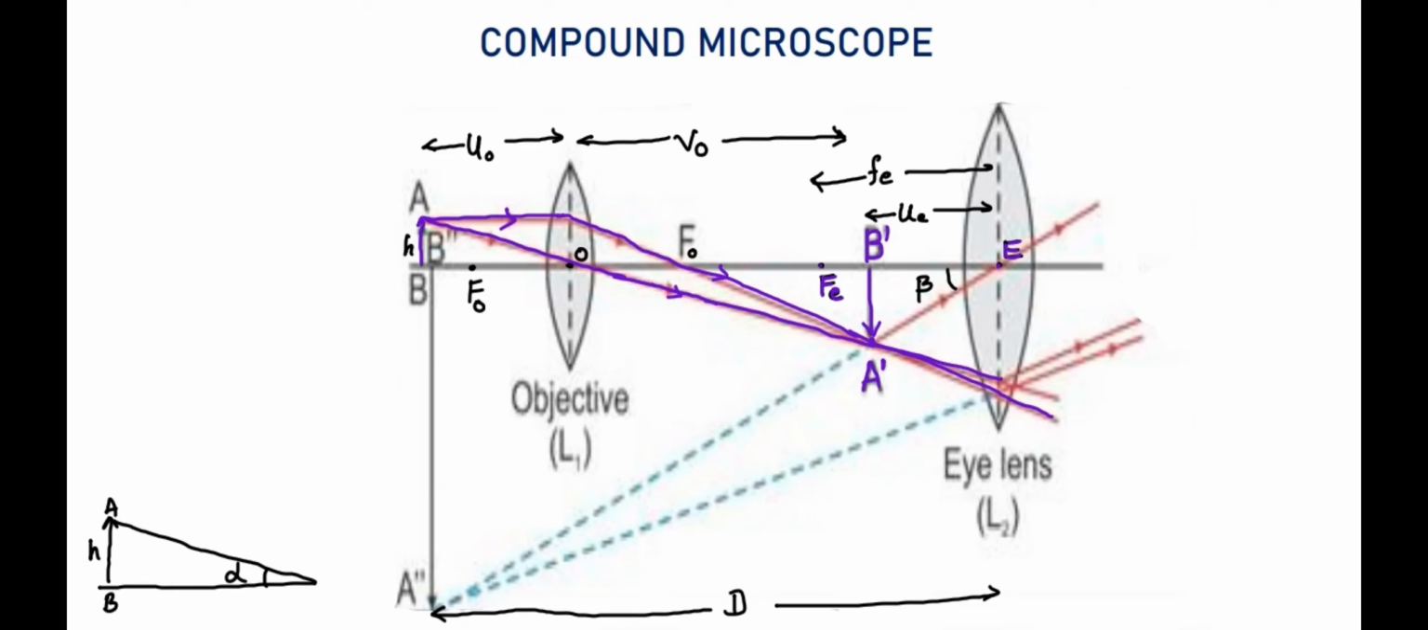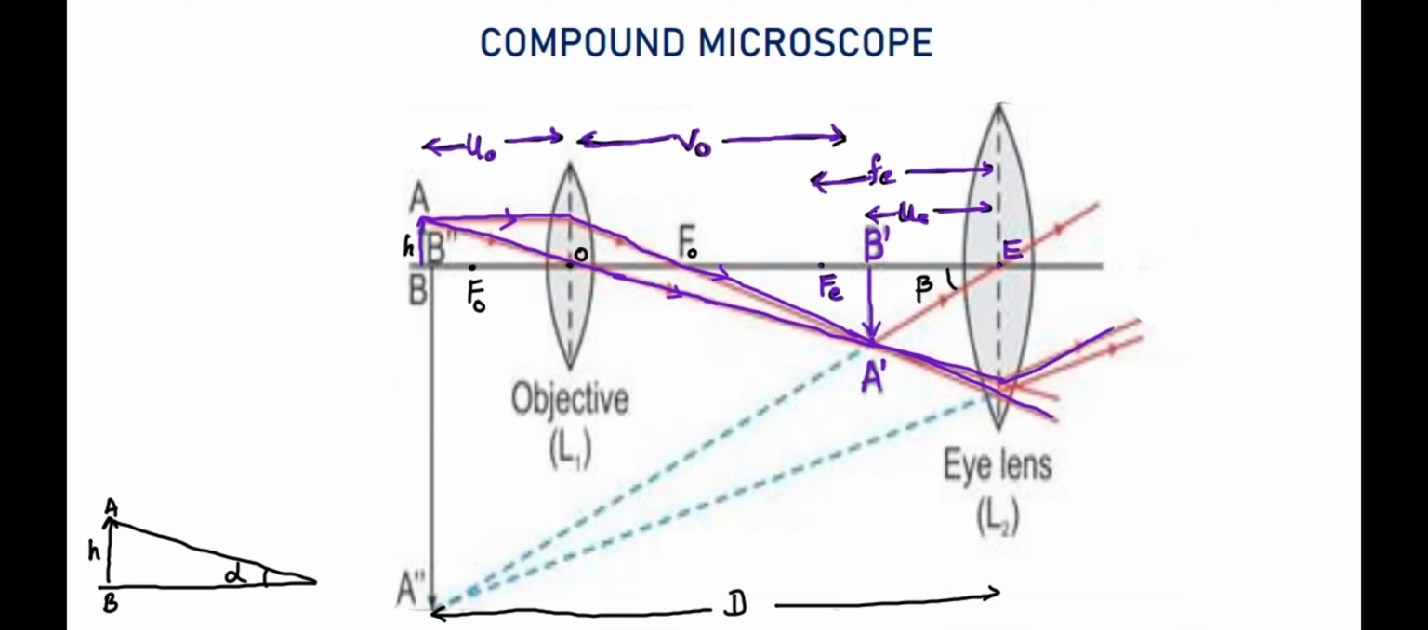Now, represent the distance of the object from the objective as U0, and the distance of the image formed by the objective as V0, and the focal length of the eyepiece is Fe. This A' B' is at a distance of UE from the eyepiece, and the final image is formed.